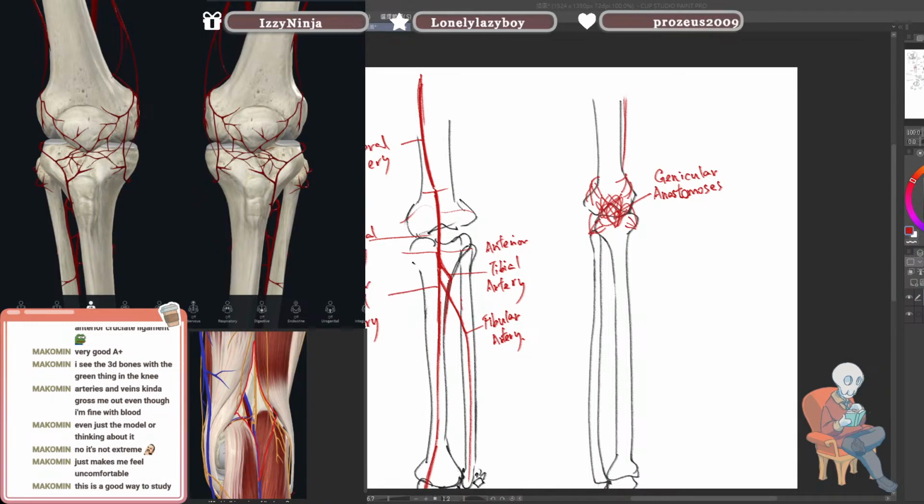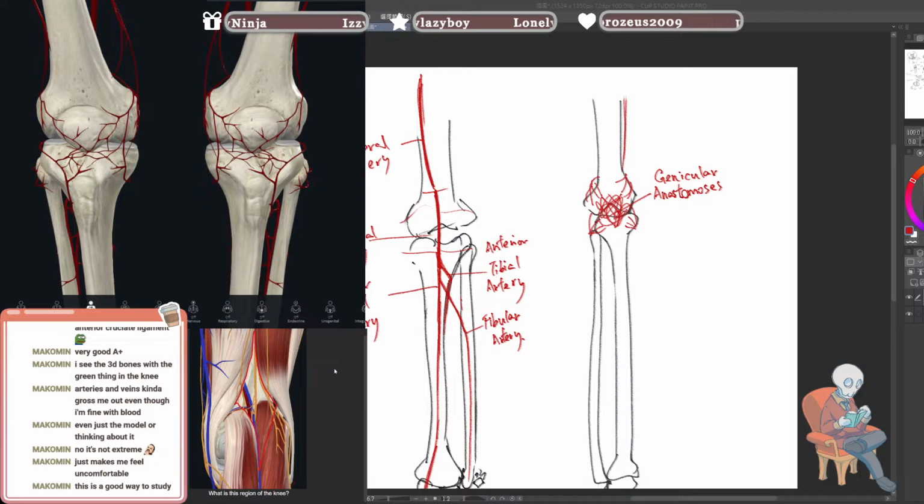Oh god. This region. What is this region of the knee? Oh god. I remember I have to study this area, but I don't remember.